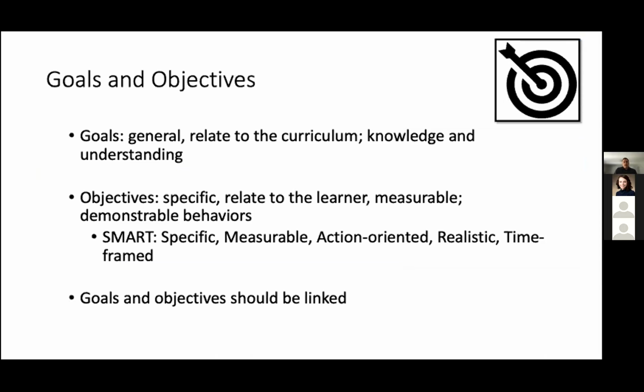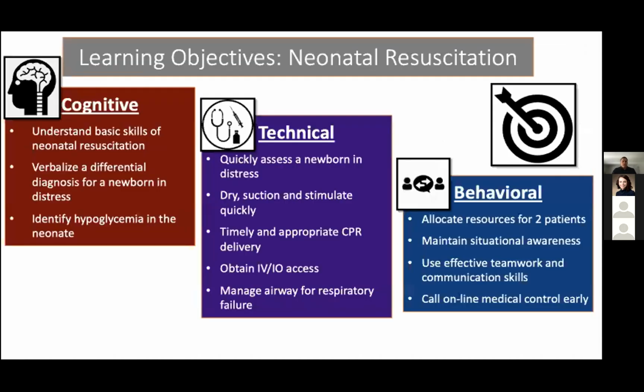When developing the goals and objectives, you really need to be thinking about what it is that you want the participants to walk away with. Goals should be very general, should relate to the curriculum itself, and should pertain to knowledge and understanding, whereas the objectives are more specific. They relate to the learner, him or herself. They should be measurable, and you should be able to demonstrate behaviors with these objectives. It's always important to have SMART objectives. This is the mnemonic that brings structure and trackability to the goals and objectives. Your objectives should be specific, measurable, action-oriented, realistic, and time-framed. And again, your goals and objectives should be linked.